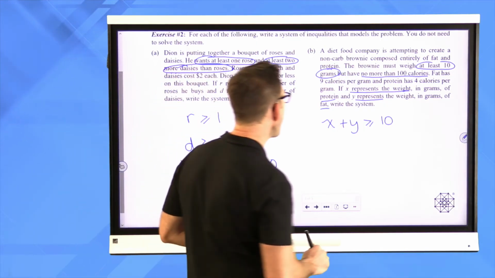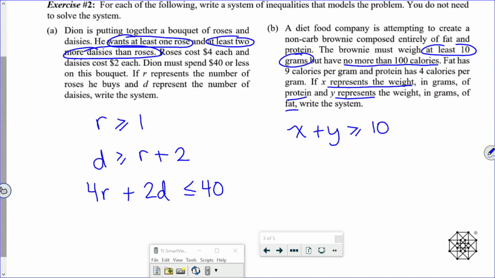Now, what do we know? X represents the weight of protein. So how many calories are in protein? Well, fat has 9 calories per gram, but that's fat. Protein has 4 calories per gram. So if I take the grams of protein and multiply by 4, I find out how many calories I have in protein. And if I take the grams of fat, which is Y, and multiply by how many calories per gram of fat I have, then that's how many calories in fat I have. That must be less than or equal to 100.